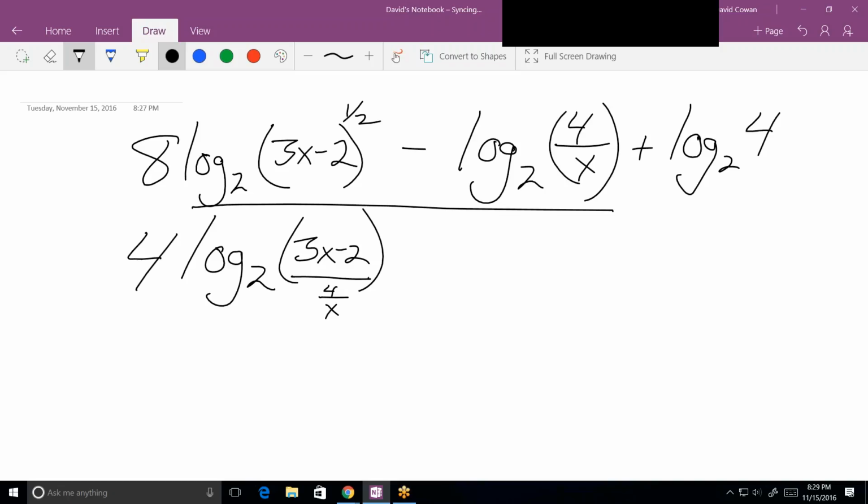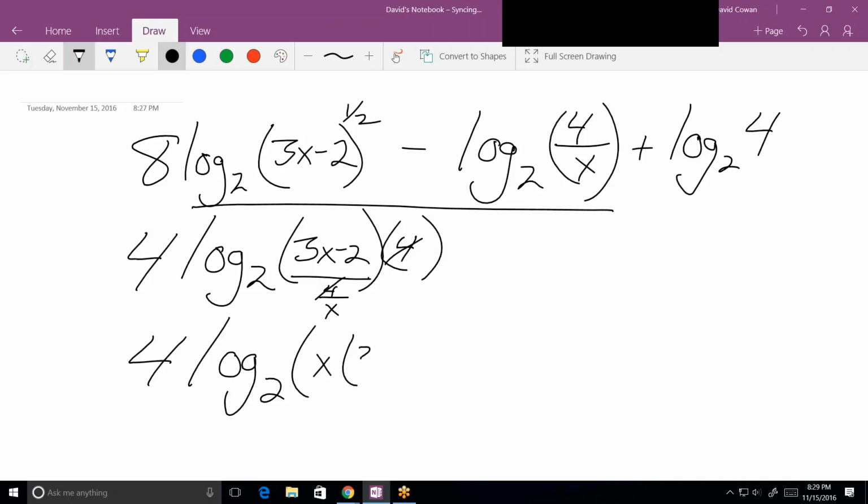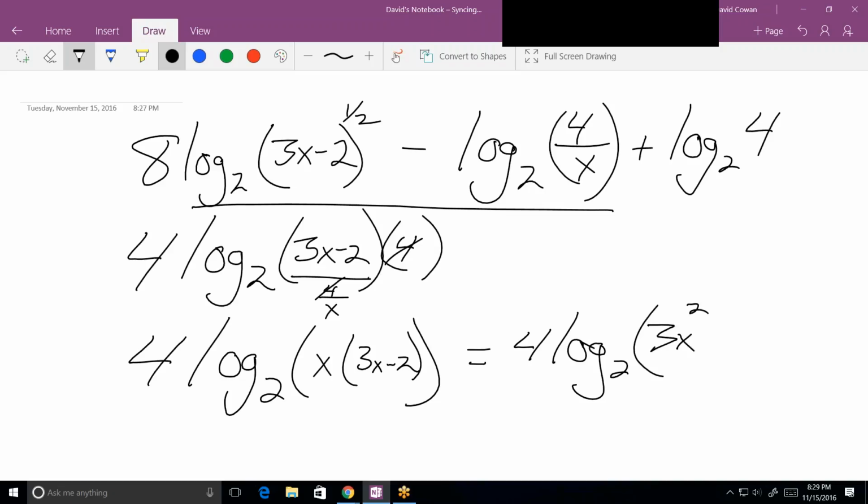And then finally, I have 4 as a multiplier in the numerator, that third term. Well, now if we flip this and multiply, the 4's cancel. I end up with x times 3x minus 2. And you probably want to multiply that out. So it becomes 4 log base 2 of 3x squared minus 2x. And if you want, you could even take that 4 and stick it up there. And that's your answer. The single log expression.